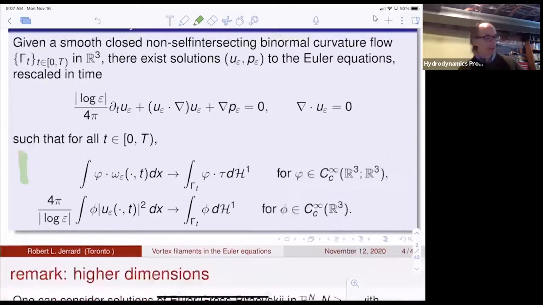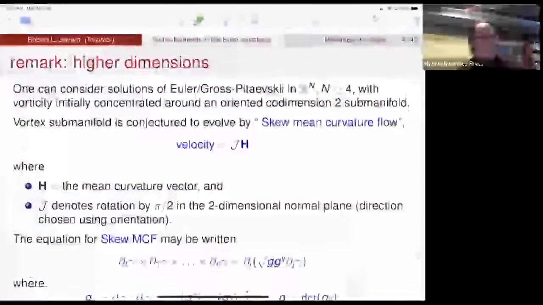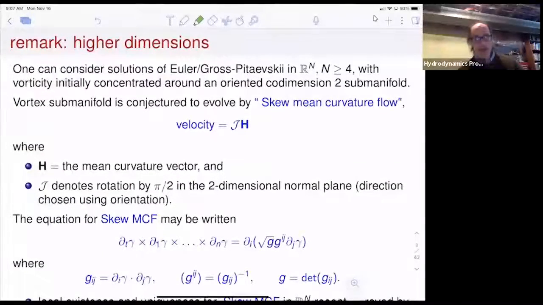Okay, and actually here's a remark. This conjecture has an analog in higher dimensions. You would just replace the Euler equations in R3 by the Euler equations in R^N, where N is greater than or equal to 4, for example. Then the same sort of formal arguments tell us to expect the vorticity should be concentrated around a codimension 2 submanifold, so a 2-dimensional submanifold of R4, for example. And then the law of motion, the higher dimensional analog of the binormal curvature flow, is the following.